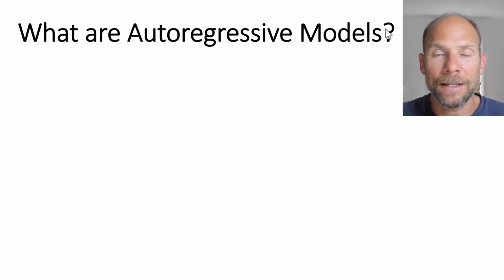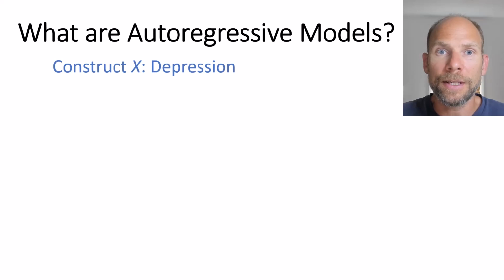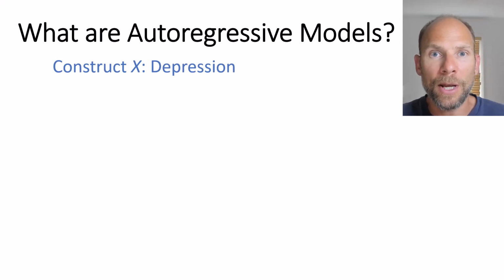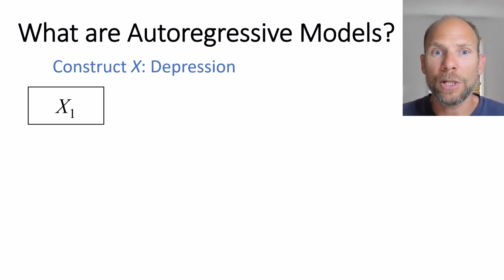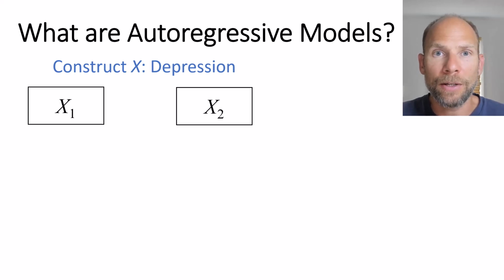Let's get started. Imagine you have a construct that you are interested in, let's say for example depression, and you measure depression longitudinally. In the simplest possible case we have two measurements of depression. We have a measurement at time 1, here indicated as x1, and then we have another measurement of the same construct, depression, at a second time point, and you might have more than 2 time points. That would also be possible in an autoregressive model.